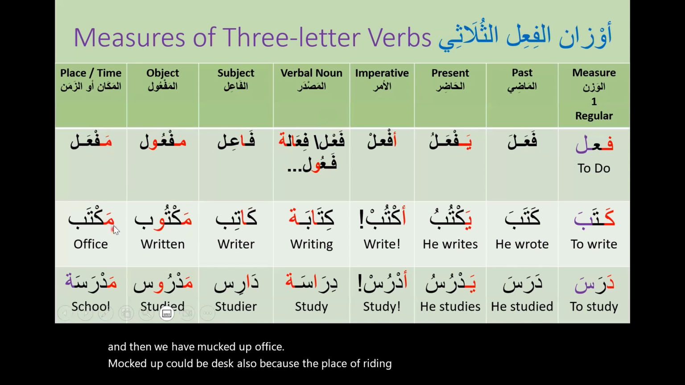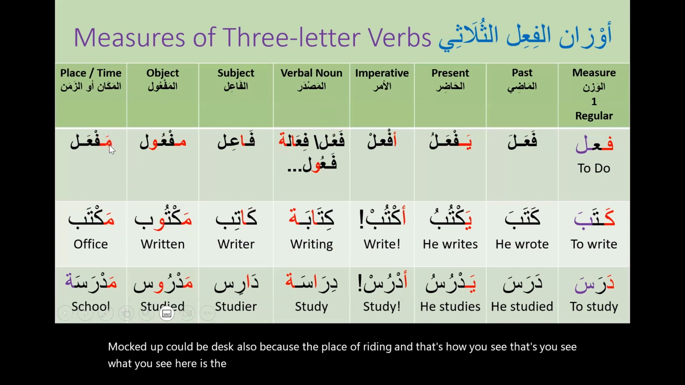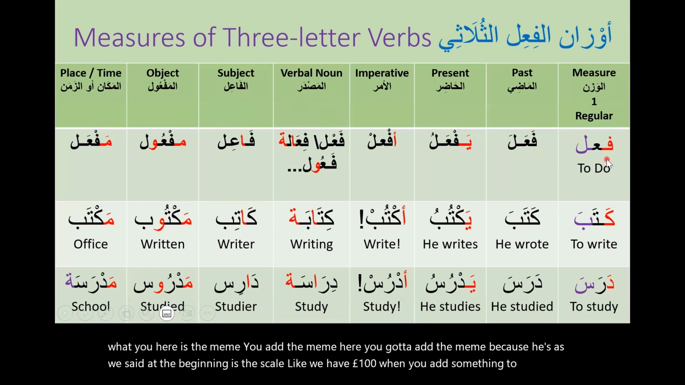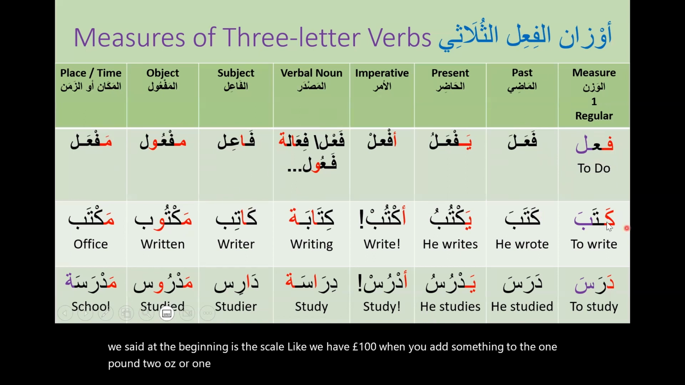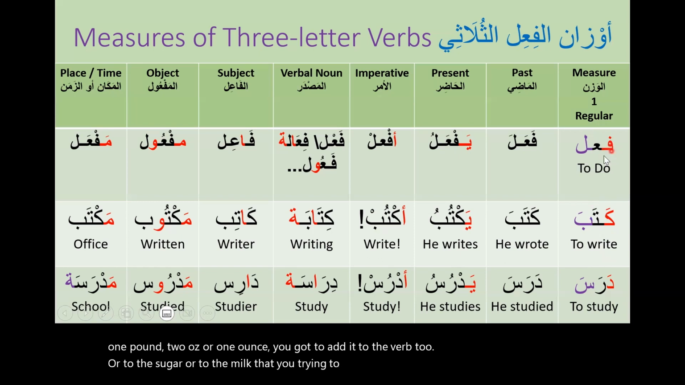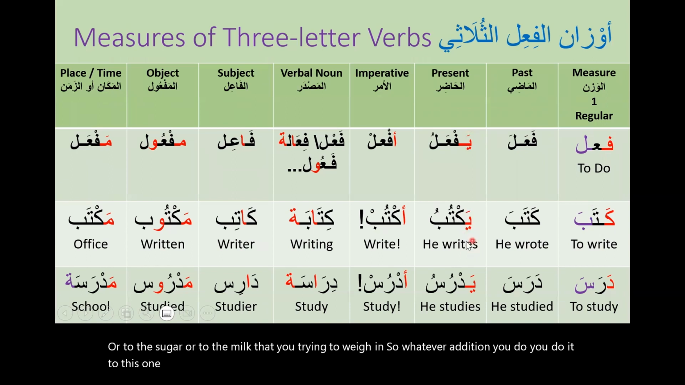And what you see here is the meem. You gotta add the meem because, as we said at the beginning, it's a scale. Like we have 1 pound. When you add something to the 1 pound, like 2 ounces or 1 ounce, you gotta add it to the verb too, or to the sugar or to the milk that you are trying to weigh. So whatever addition you do to this one has to happen for the verbs or for the stuff that we weigh. Alif here.